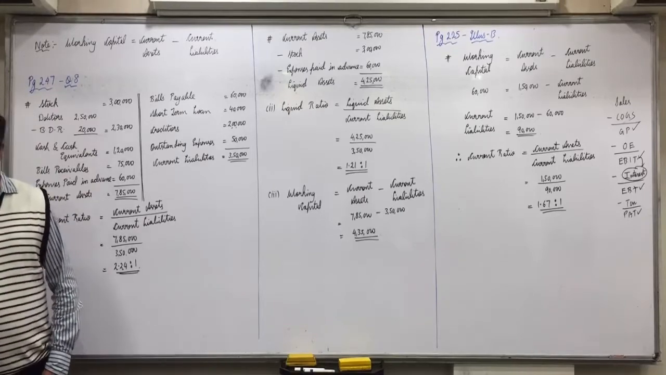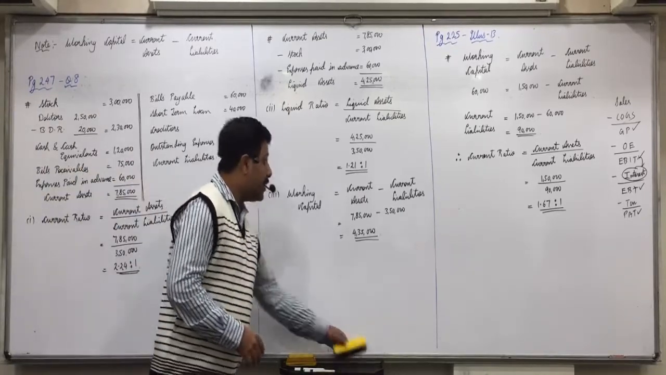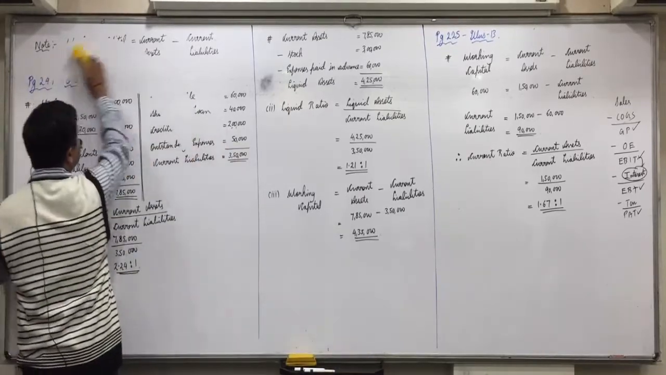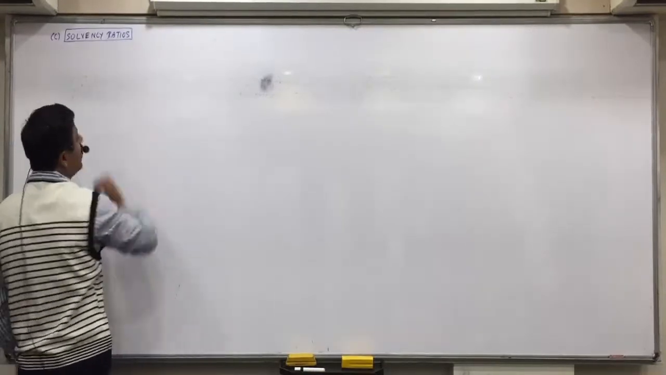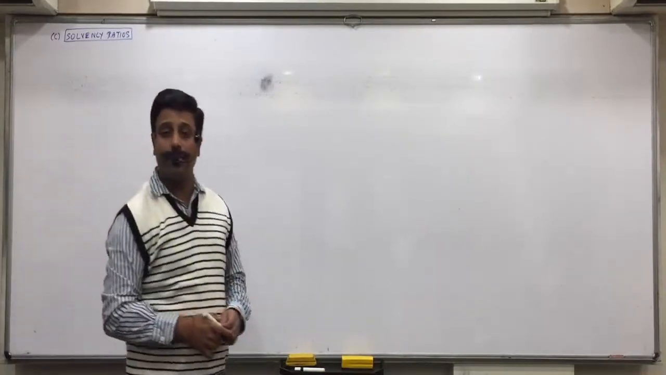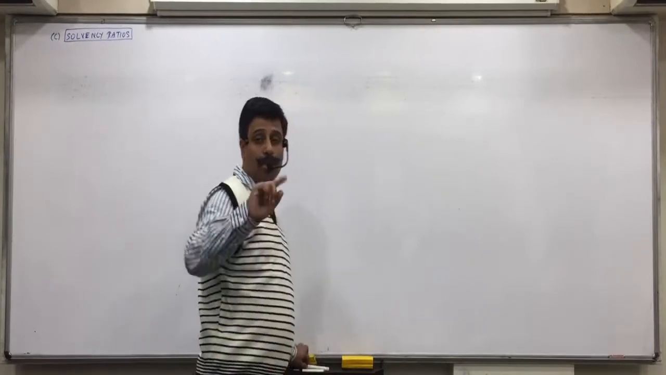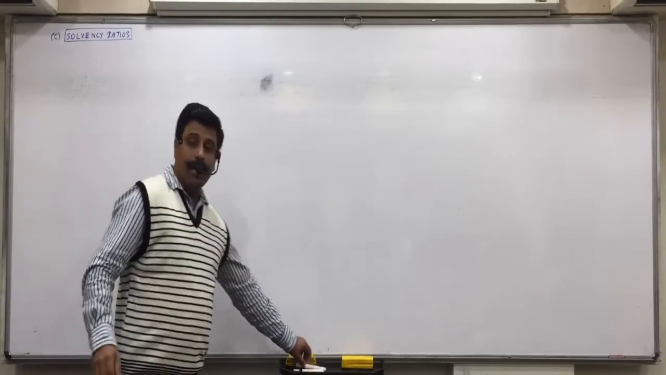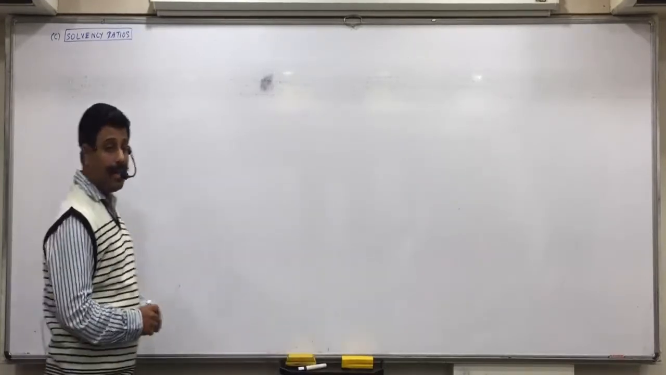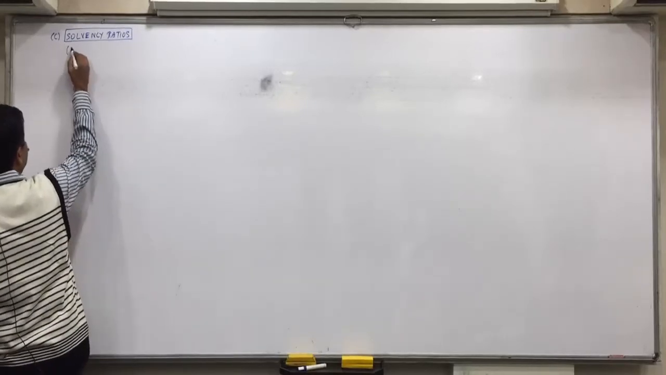Any confusion with this? So, in the summary, give the heading solvency ratios. First three ratios are expressed in proportion, and the last one is expressed in times.